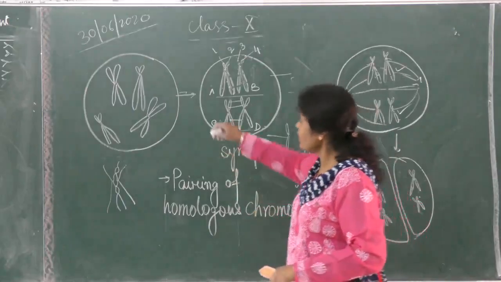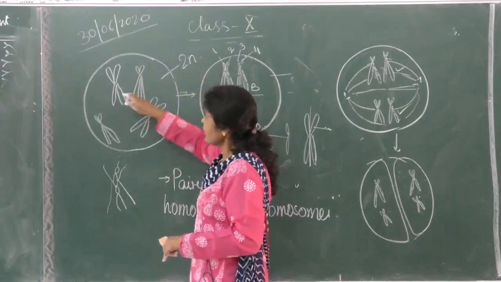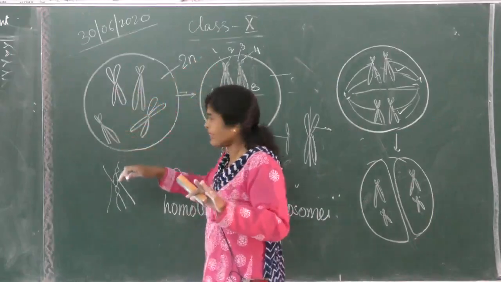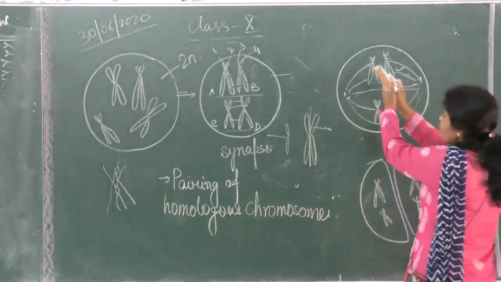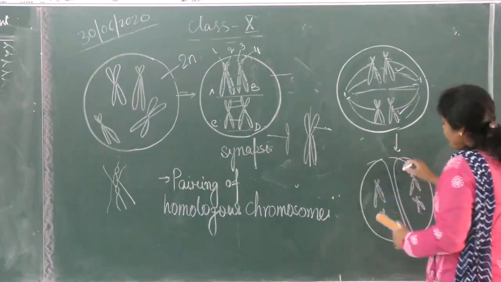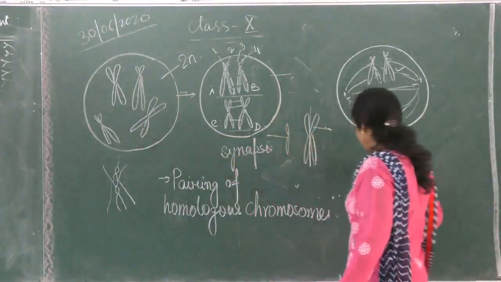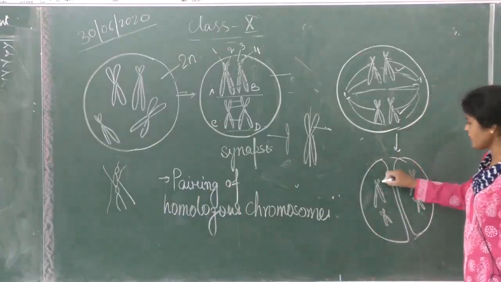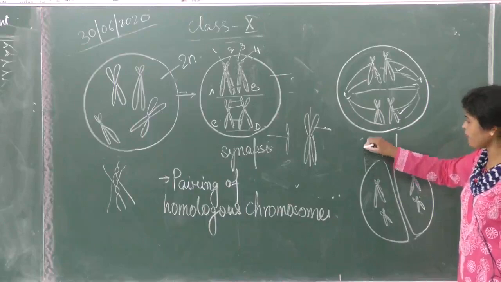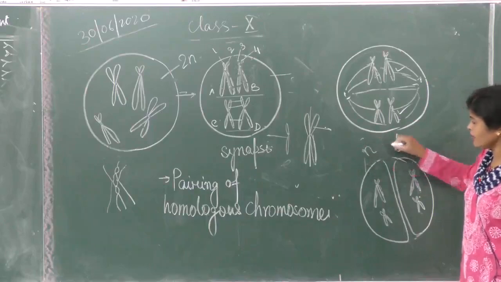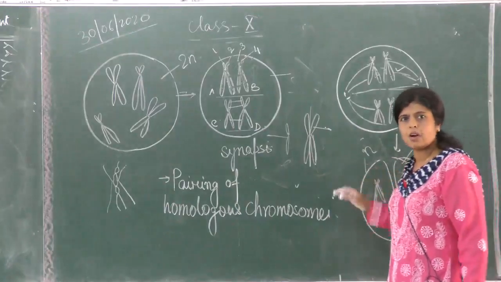Is it all right? So here it was diploid. How was it diploid? Because the chromosomes were in two sets. Is it all right? And after synapsis and crossing over, the homologous pair of chromosomes have separated, and now from 4 chromosomes, there are only 2. Each of the cells is having 2. So here the cell becomes haploid. Now the cell becomes haploid. This is the end of the first meiotic division.